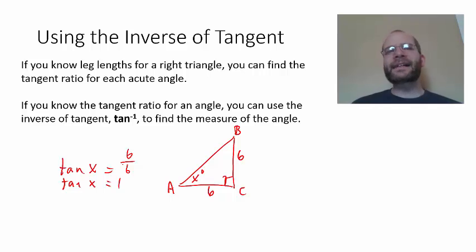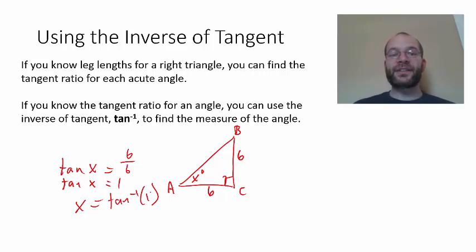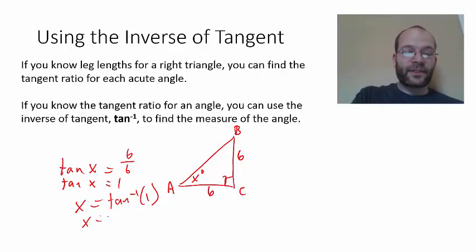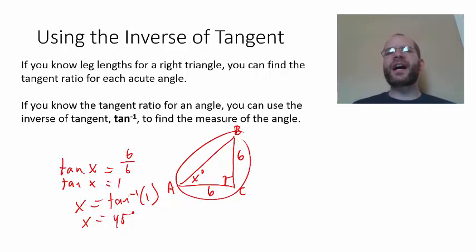So we want to be able to ask our calculator, hey, which angle has a tangent ratio that's equal to 1? The way that we express this in writing is to say that x is equal to the inverse tangent of 1. Now, you may remember the tangent of 45 happens to be 1. So we already know that x is equal to 45 degrees. And hopefully you recognize that when you look at this triangle. But how do we get that out of our calculator? What if it's not a 45, 45, 90? Or what if it's not a special right triangle at all? How do we get our calculator to give us that information?